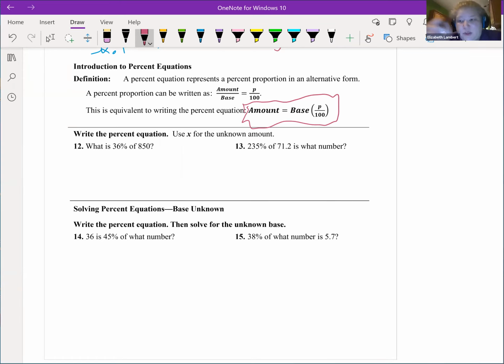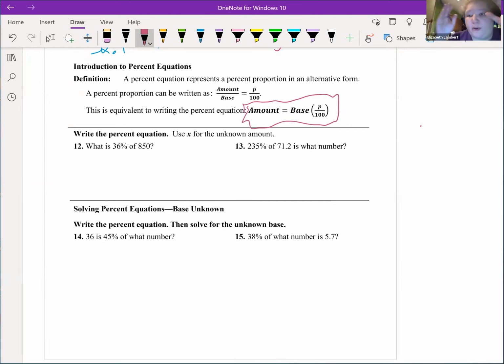But at least whatever our unknown is, it's not on the bottom of a fraction. That is nice. So first, 12 and 13, you literally just want us to fill in the numbers and the unknown into that new equation form.